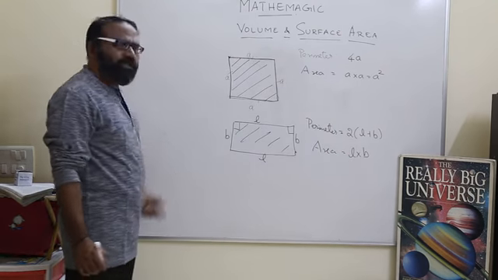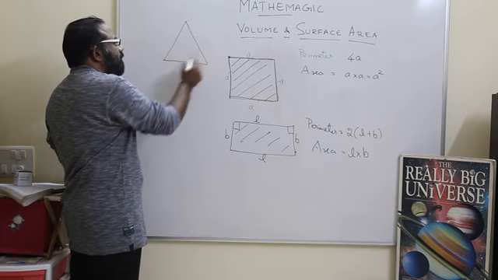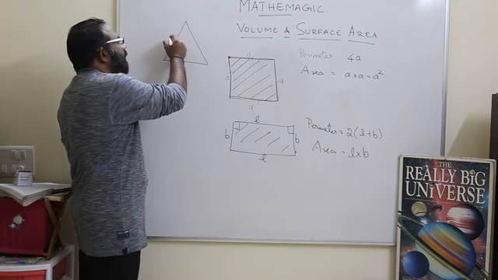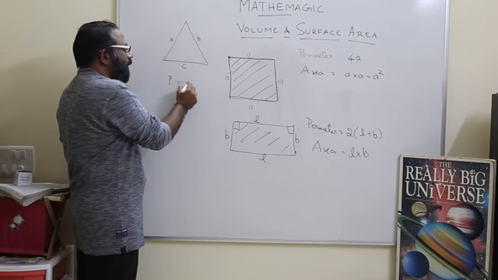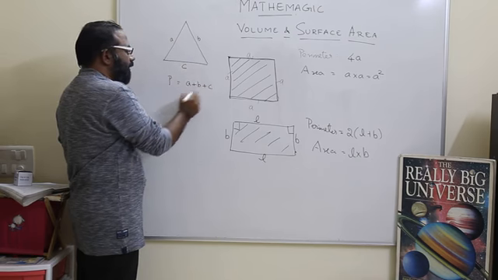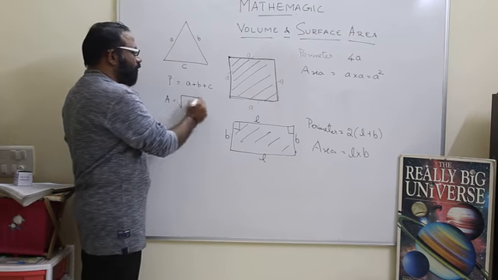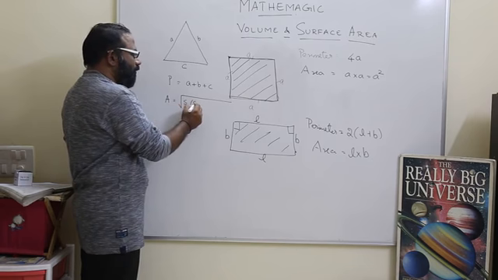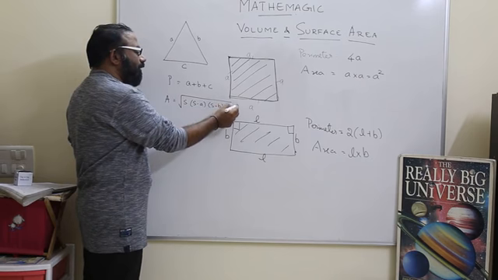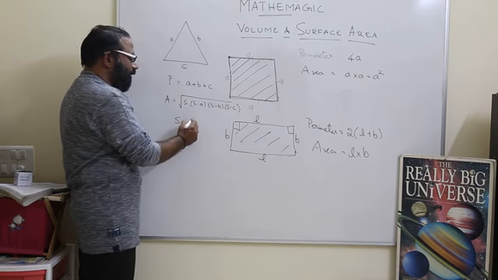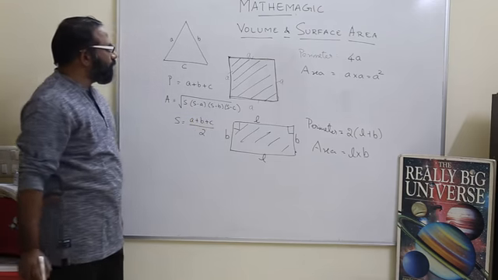Now, what are the other ones that we know? Suppose we have a triangle and you have A, B, C. The perimeter would be A plus B plus C. Another way to find the area if given three sides is using Heron's formula, square root of S into (S minus A) into (S minus B) into (S minus C), where S is the semi-perimeter, equal to (A plus B plus C) by 2.